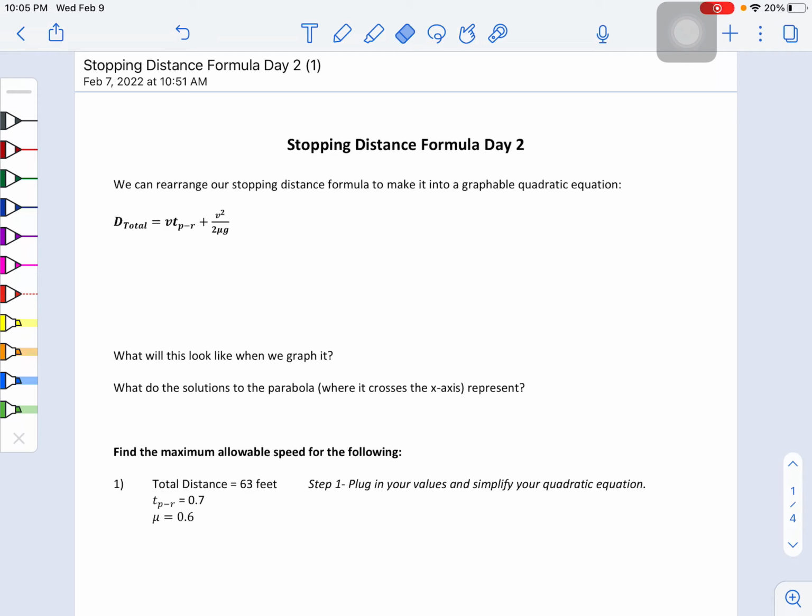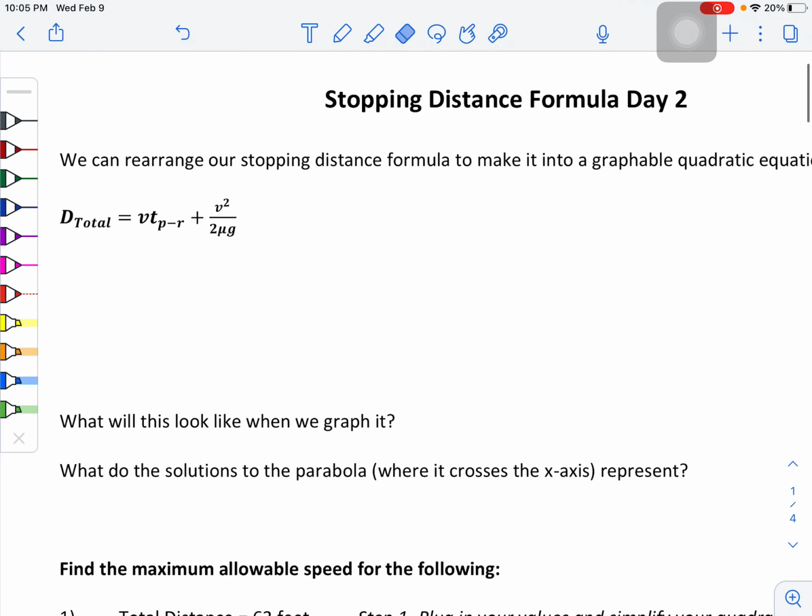Okay, so we're going to use this formula that we used on day 1 that found our total stopping distance, and we're going to rearrange it to make a new formula that we can plug into our calculator or into Desmos. So all I'm going to do is take this total distance and move it to the back by subtracting it. And once I show you this formula, you don't have to do it anymore. The formula will be on the quiz for you to use, okay?